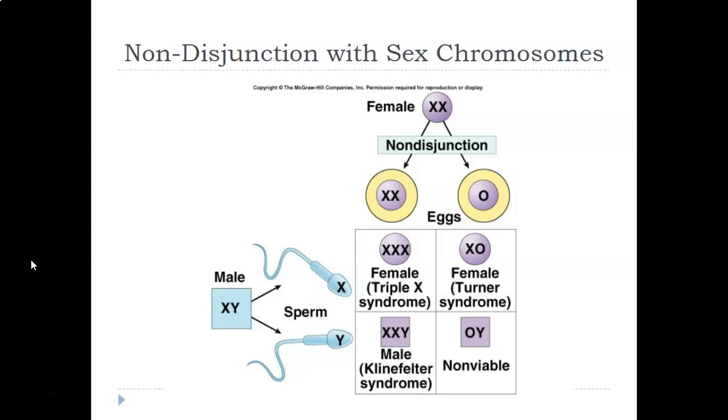Non-disjunction can also happen with sex chromosomes, and if it happens with sex chromosomes, it is always going to lead to a genetic disorder. So if you have female non-disjunction, where you end up with two X's in one gamete and no X's in another, that can lead to triple X syndrome or Turner syndrome. And when matching up with sperm, for males, it can lead to Klinefelter syndrome when you have an extra X, so XXY. If you have no X and just a Y, it's non-viable and you're not going to be able to have an offspring with that genome.